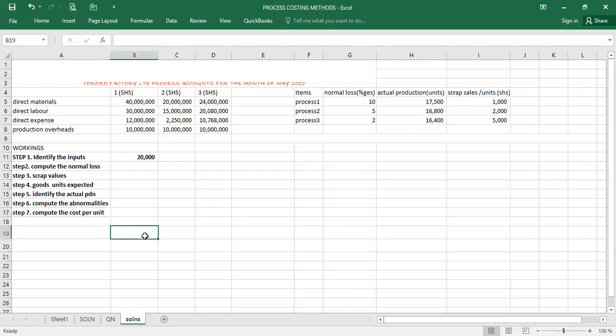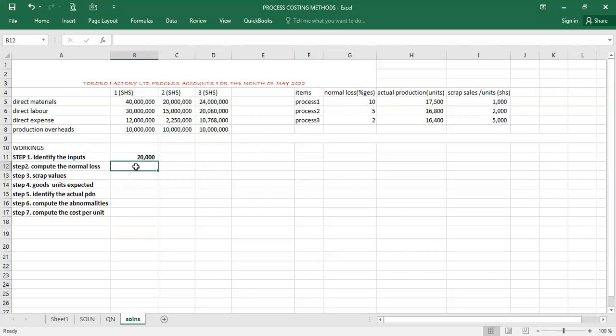When we get all of this information, just to know the process account, if at all you can identify this information and you get them right, then the process account will be done. You will not get any challenge, because the rest of the things is just application of what we've been talking about.